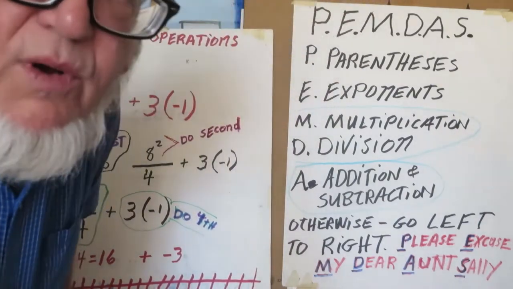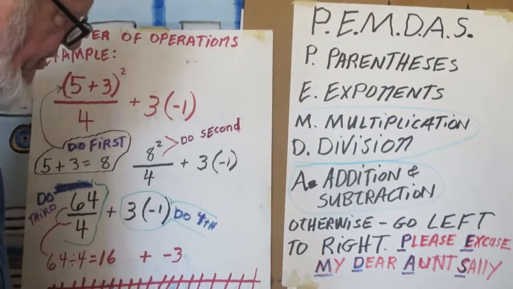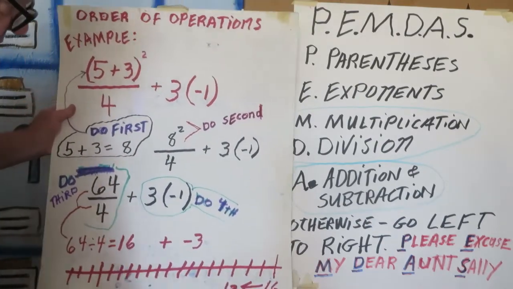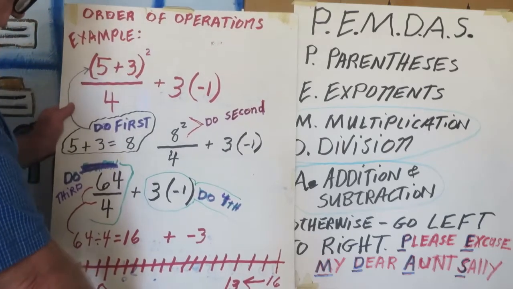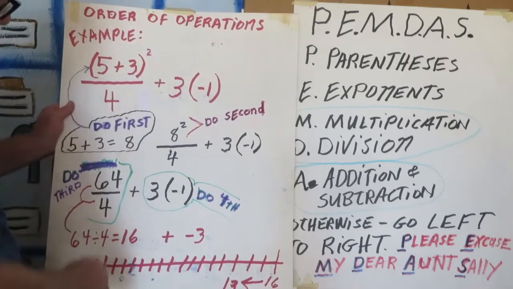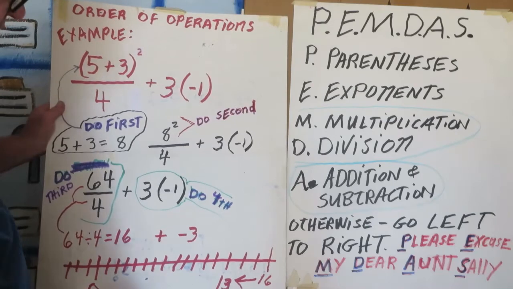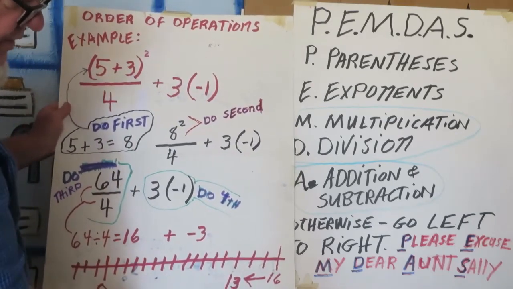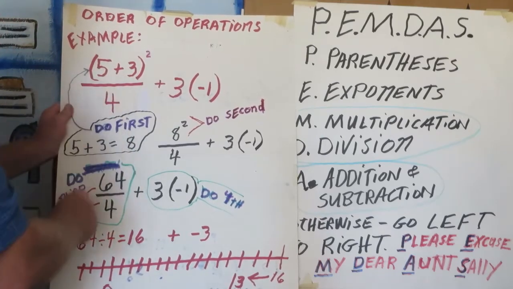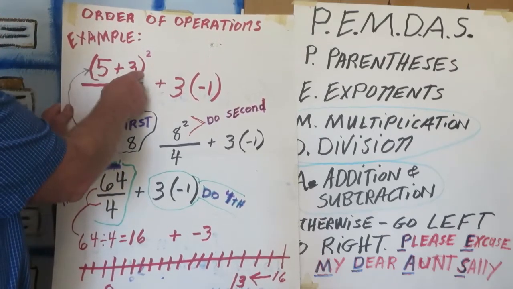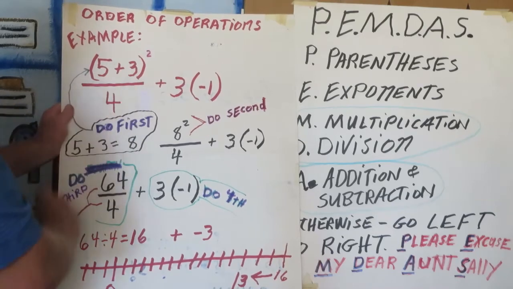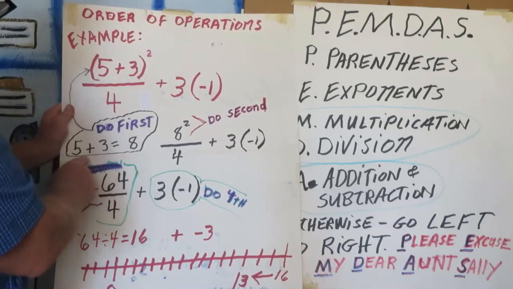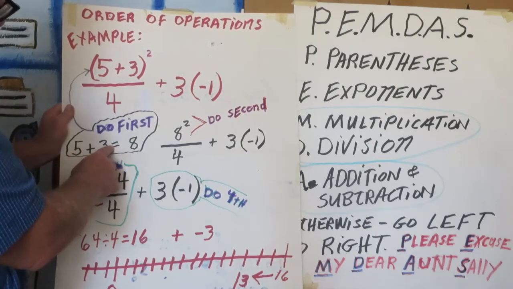Let me demonstrate one more problem using the order of operations. This one is similar to the others, but it includes a fraction, and you just follow the same order of operations that you have done before. In this particular case, what's in the parentheses is 5 plus 3. So the first thing you do is 5 plus 3. I've written 5 plus 3 down here equals 8.